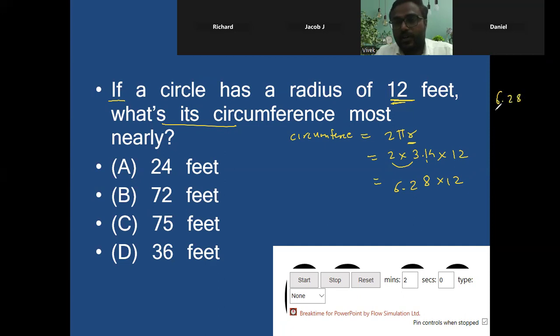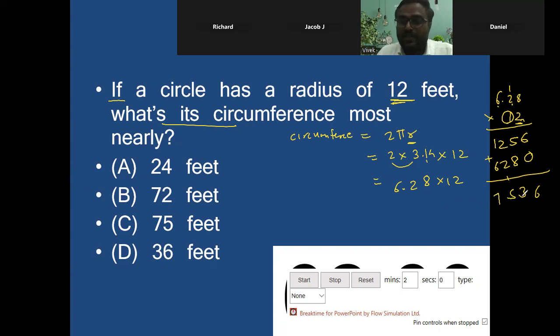Now multiply 6.28 times 12. I'll be taking the unit digit now. 2 times 8 is 16. 2 times 2 is 4 plus 1, 5. 2 times 6 is 12. Because I'm going to move on to the tens digit now, I'll put a 0 over here. 1 times 8 is 8. 1 times 2 is 2. 1 times 6 is 6. Let's add everything up. 6, 5 plus 8 is 13. Carry the 1 over. 2 plus 2 is 4. 4 plus 1 is 5. 6 plus 1 is 7. So 75.36. The most nearest answer would be 75 feet.